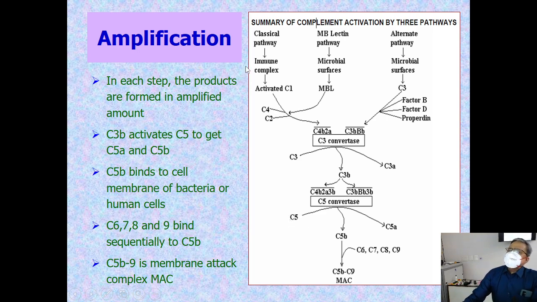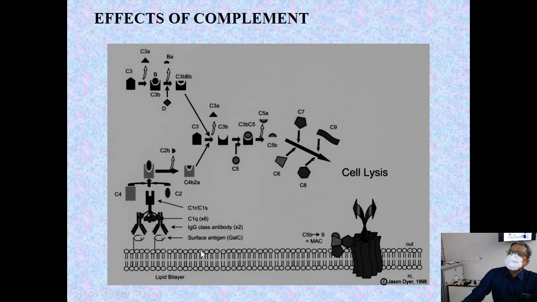So each of these, there is an amplification. C5b binds to the cell membrane of bacteria or human cells and then lyses it as a membrane attack complex. So this is a more graphic representation to show you that the last thing which gets formed, C5b9, is one of the large protein assemblies.